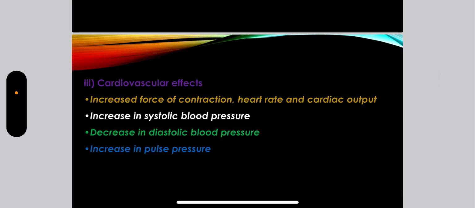Regarding cardiovascular effect, cardiac output is increased, heart rate is increased, force of contraction is increased, systolic blood pressure is increased, because systolic represents cardiac output. It is a function of cardiac output. Diastolic blood pressure is decreased. So from these two terms, we can make out pulse pressure will be increased, because pulse pressure is the difference between systolic and diastolic blood pressure. When the systolic will increase and diastolic will decrease, pulse pressure will be increased.